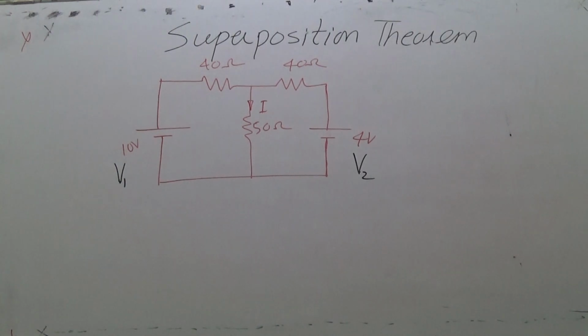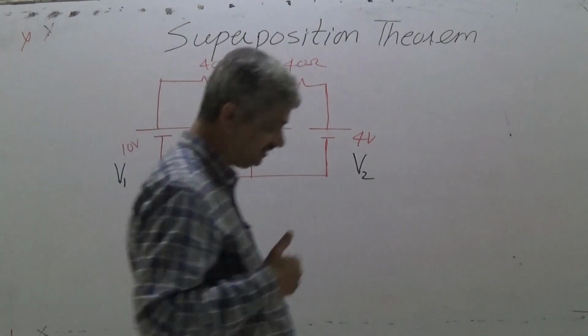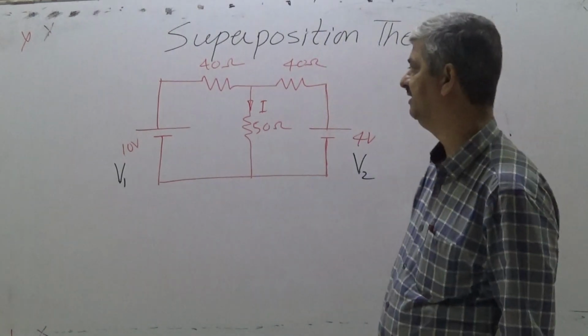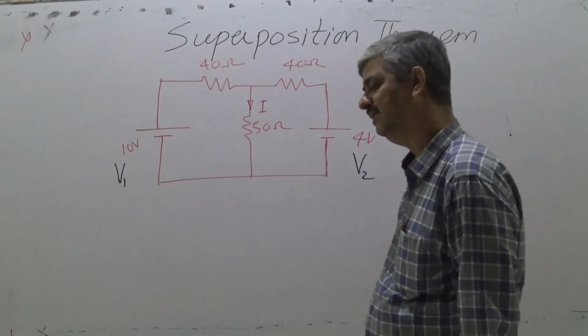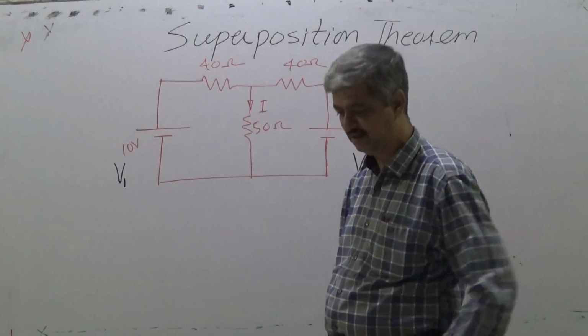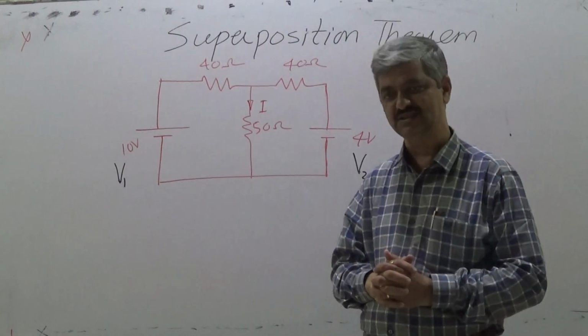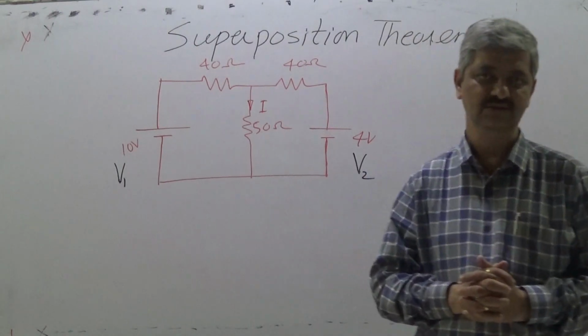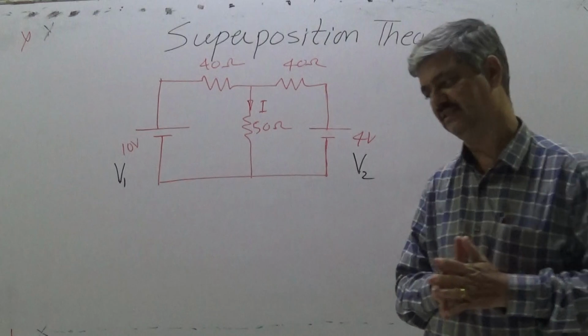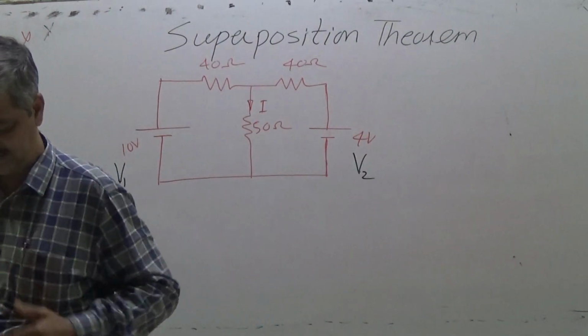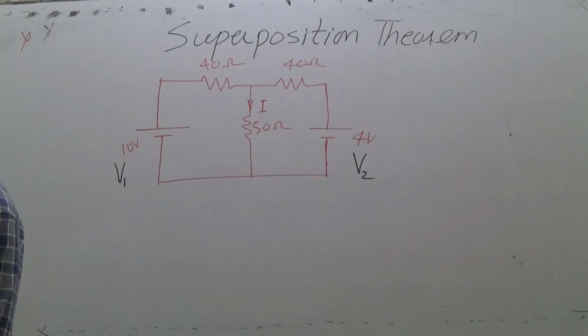So today we shall continue with superposition theorem. This is another method by which we are expected to compute the current in any path or voltage across any two points in a network which consists of multiple voltage sources and multiple resistances. So we discussed, so right now we are in the last phase today.